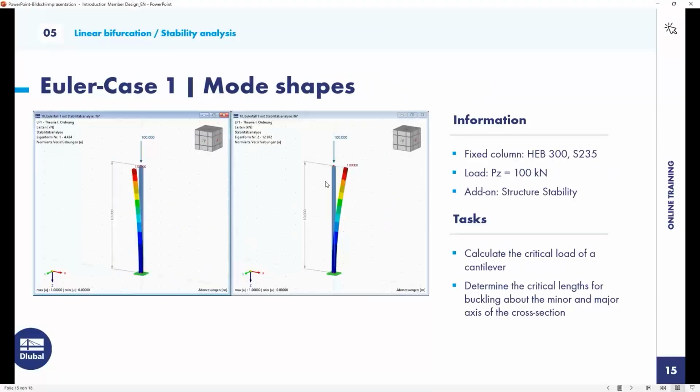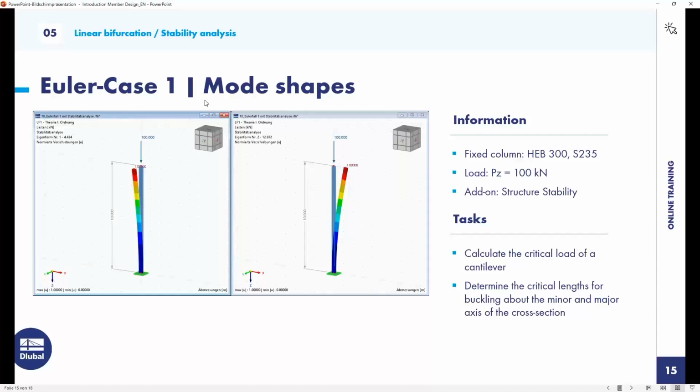Okay, and here we have the column again with the same geometry. This time we only have the vertical load of 100 kilonewton, and in this example we want to activate the add-on structure stability and calculate the critical load of this beam. We also want to determine the critical length for buckling about the minor and major axis of the cross section.